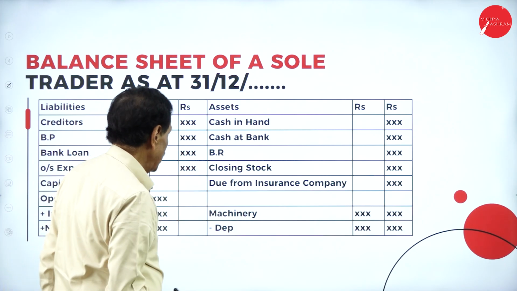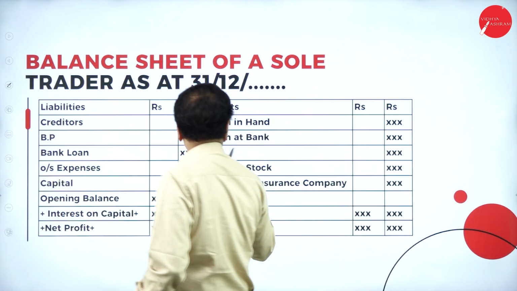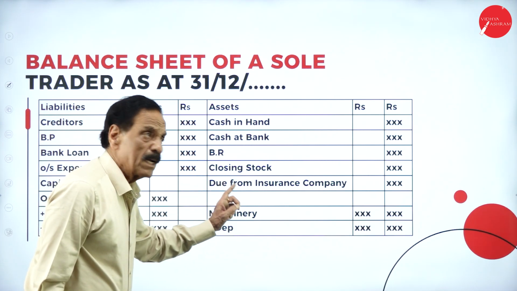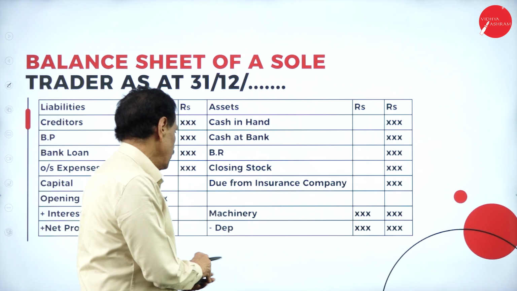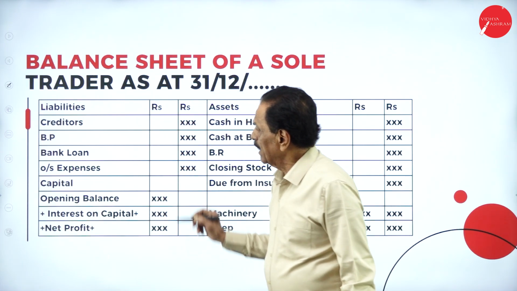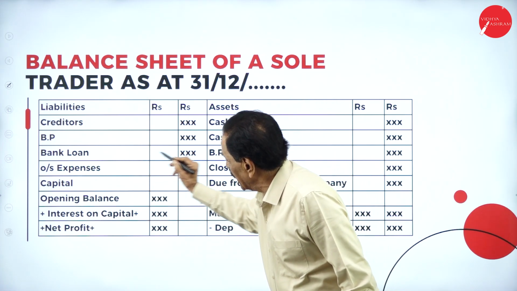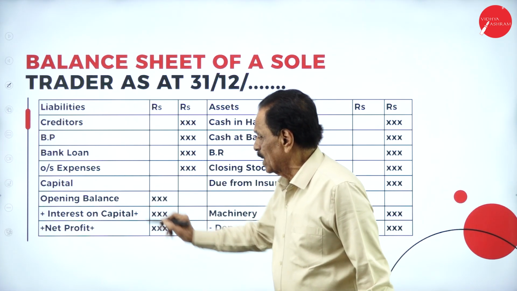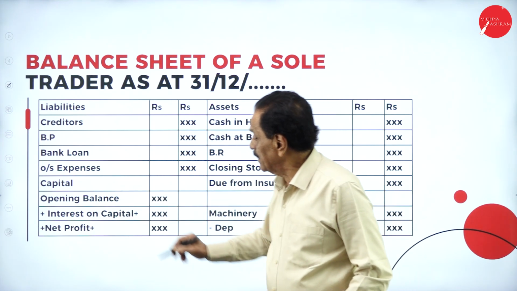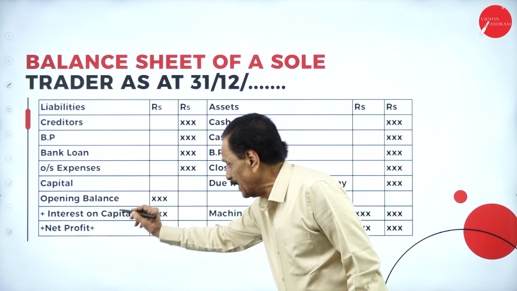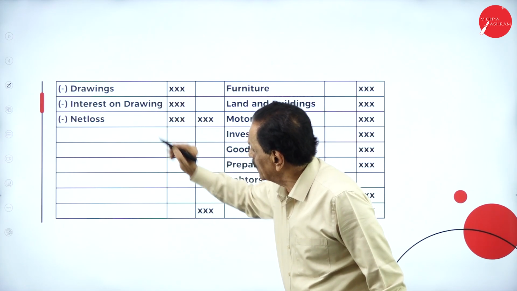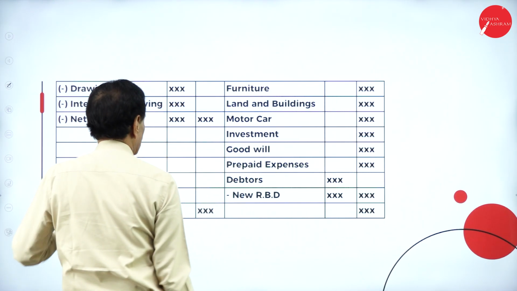Then you have the balance sheet. Here, cash in hand, cash at bank, bills receivable, closing stock, due from insurance company, machinery minus depreciation. Then here, the liability side: creditors, bills payable, bank loan, outstanding expenses, capital. It may be outstanding salary, outstanding rent, outstanding wages. Capital: opening balance, add interest on capital, add net profit, minus drawing, minus interest on drawing, minus net loss. That should be deducted.